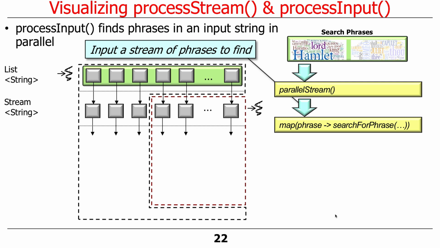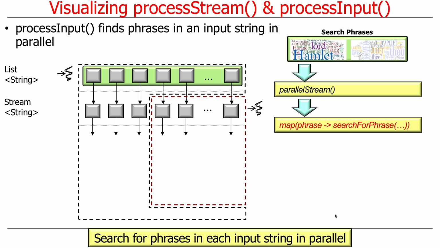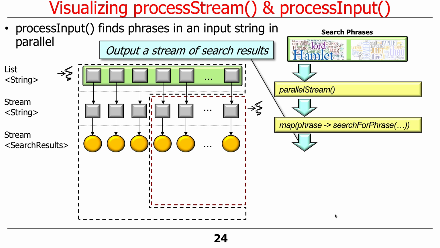So for a given string, for a given work of Shakespeare, we're going to look up the phrases in that string in parallel. What that means is the streams framework will create a task that will call this behavior, this search-for-phrase behavior, in parallel. And that will be added to the list of tasks that's being processed automatically by the underlying fork-join framework, the common fork-join pool that's used to run this parallel stream. So we're searching for all these things in parallel. That'll output a stream of search results.